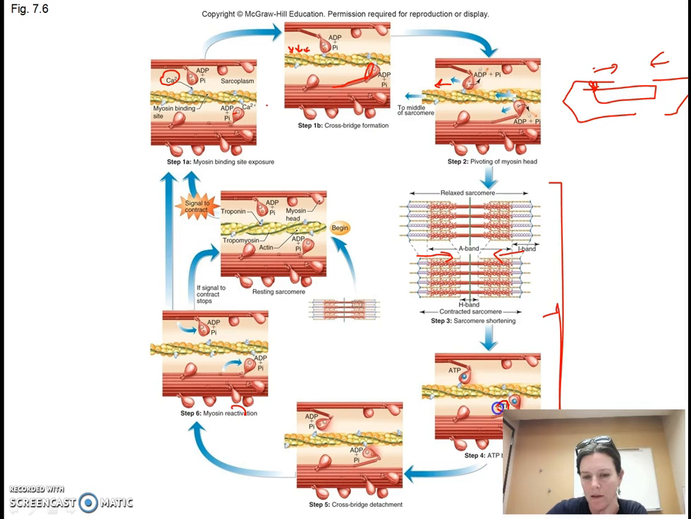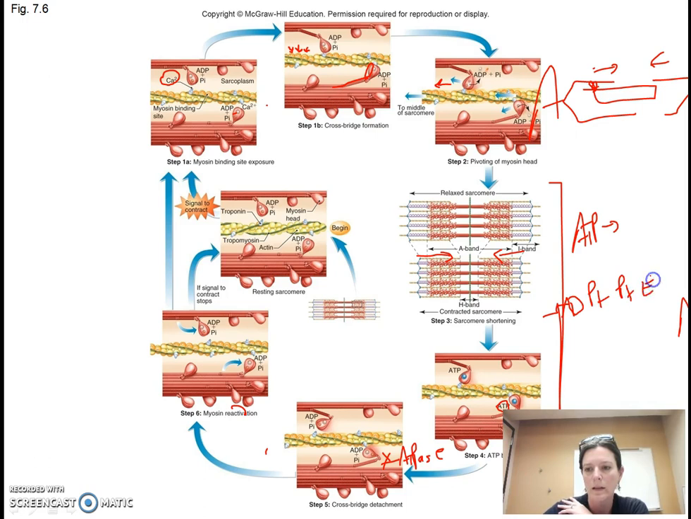ATP then comes in and binds. Remember, ATP binds and it breaks that head off of the thin filament. The head also has a special job, remember, of being an ATPase. Do you remember that term? And that just means that the head can break down ATP. And what does it break ATP down into? It breaks ATP into ADP plus phosphate plus energy. Sorry, my pen is all kinds of crazy. So ATP gets broken into ADP plus phosphate plus energy.